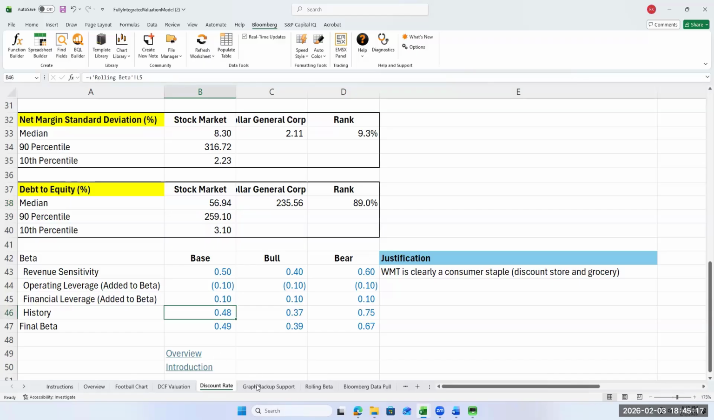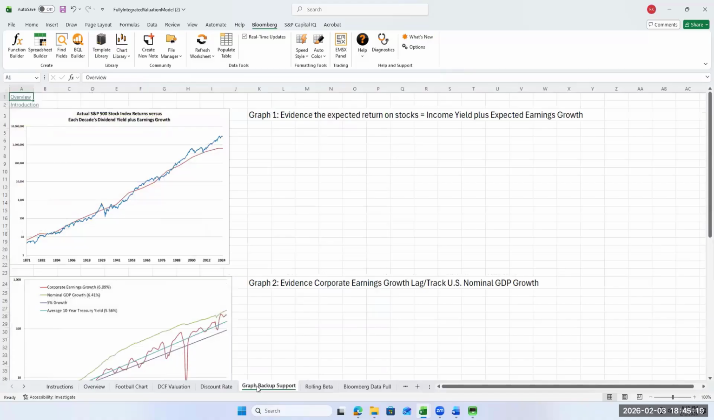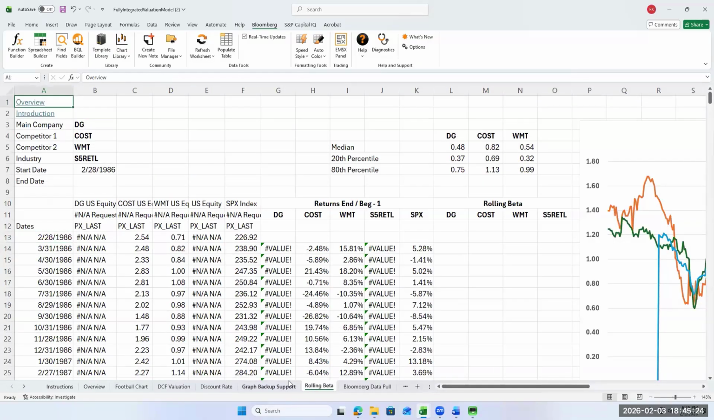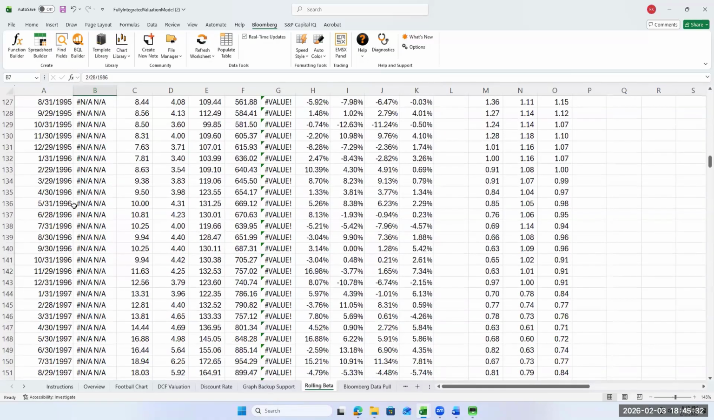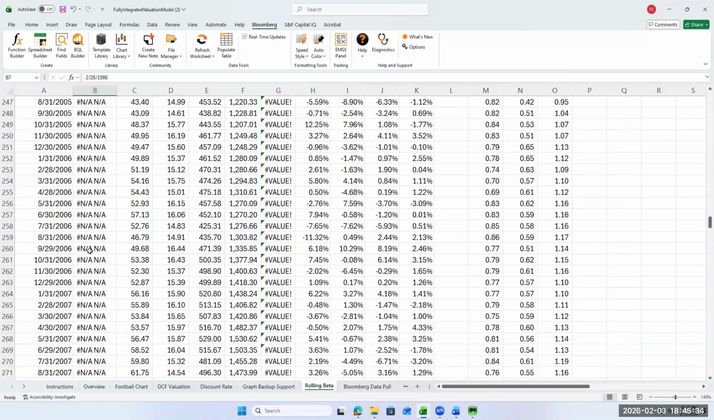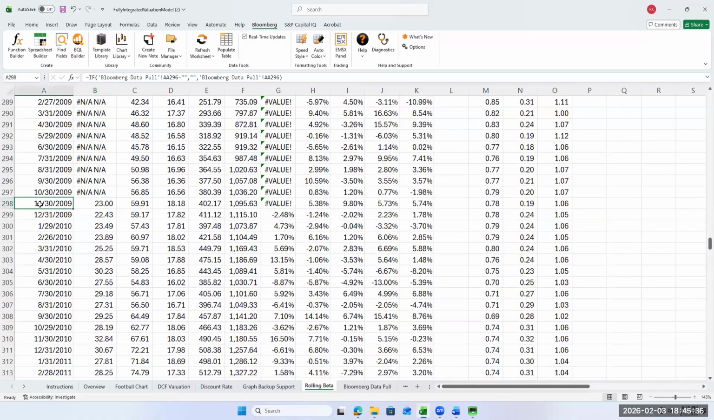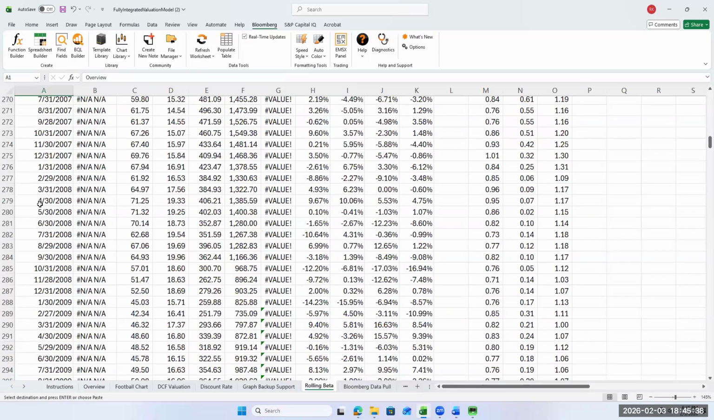And then the history is the next chart. I'm sorry, rolling beta is the next chart. So on the rolling beta, you can change the start date. So for Dollar General, we're going to start them 11/30/2009.